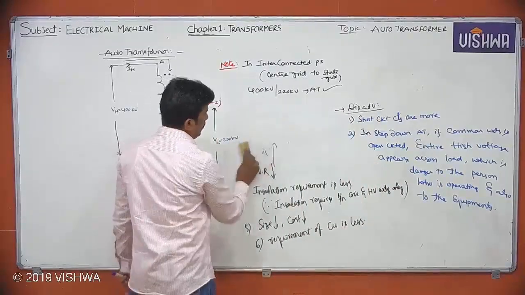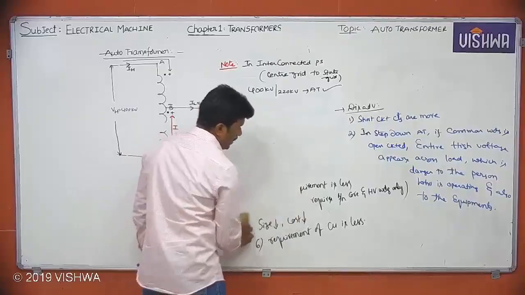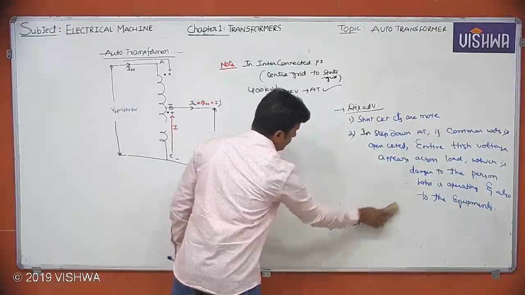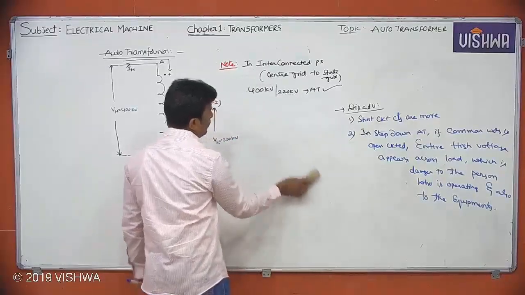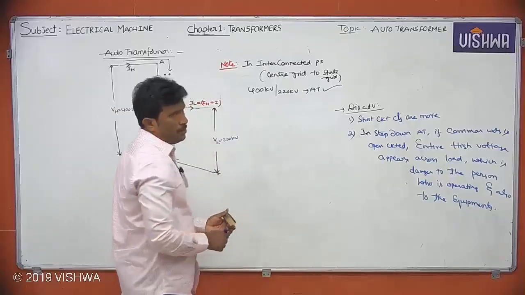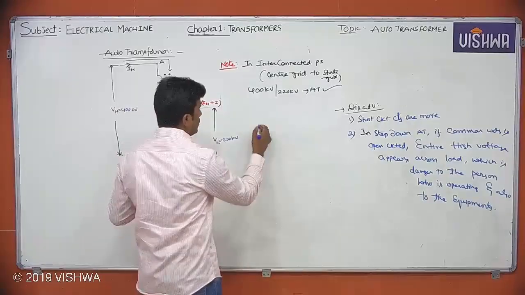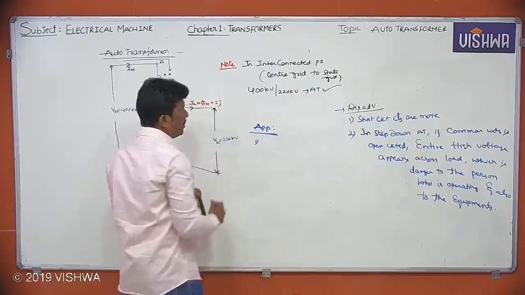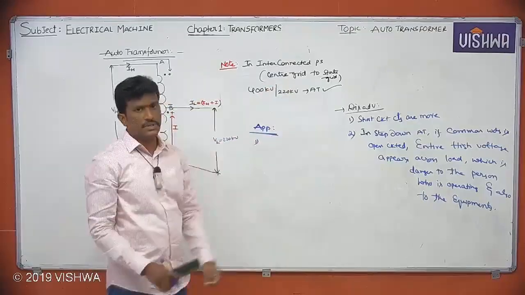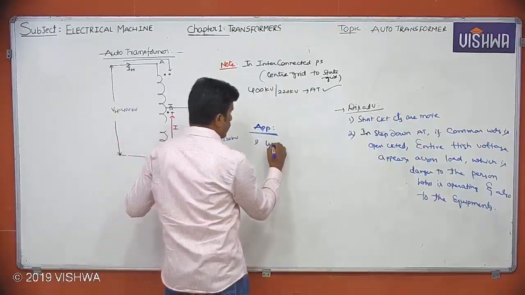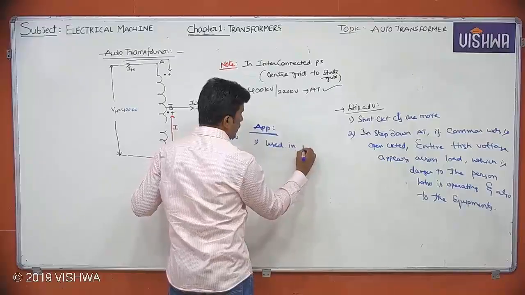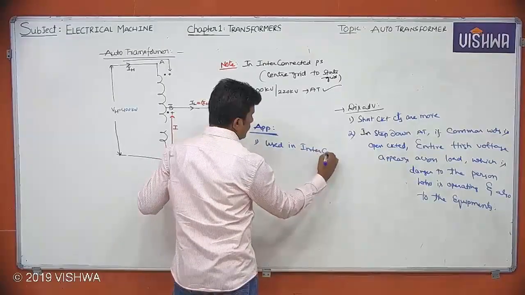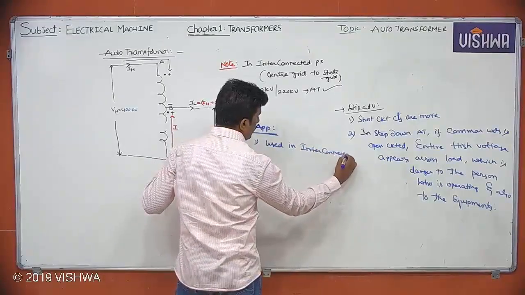So this is about advantages and disadvantages. Can you please tell me what the applications are where we use this auto transformer? I told you already, in an interconnected power system. So let me write: used in interconnected power systems.